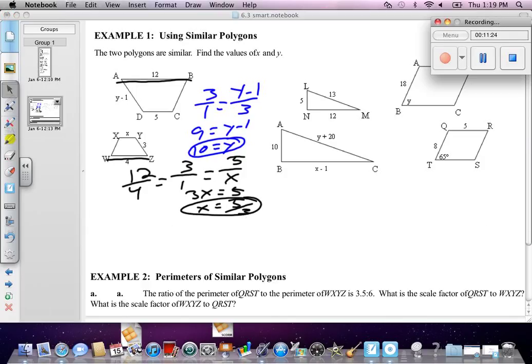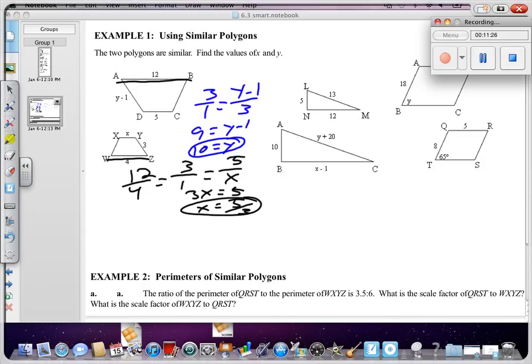We'll repeat what I said. When I'm walking around, some people are having trouble setting these up. Which sides of the triangle have a number and no letter? Let's look at that. Which ones? So let's look at A, B, C. Which side doesn't have a letter?